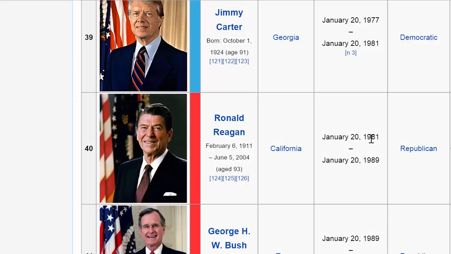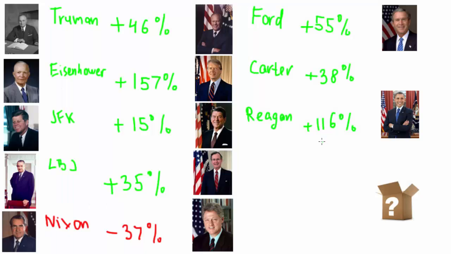And then we have Ronald Reagan, who spent about 8 years in the office and has actually lived through one of the bigger crashes as well. During his time in the office, the market has increased by about 116%. So he was actually able to convince the American people and also the rest of the world that the economy is strong and the US is a superpower.